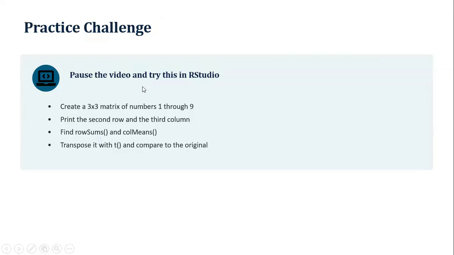Pause the video here. In RStudio, create a 3 by 3 matrix of numbers 1 through 9. Print the second row and third column. Find rowSums() and colMeans(). Then transpose it with t() and compare to the original.